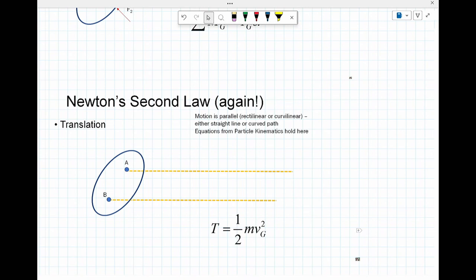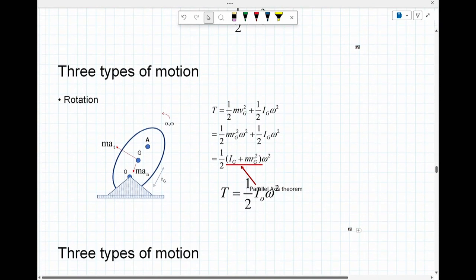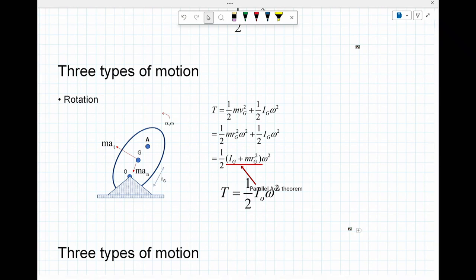Translation for work energy: T equals 1/2 m v_G squared. Everything is with respect to the center of mass. Parallel axis theorem, same thing. For rotation, you can calculate T, the kinetic energy, as 1/2 times mass times the velocity of the center of mass squared plus 1/2 I_G times omega squared, the rotation.